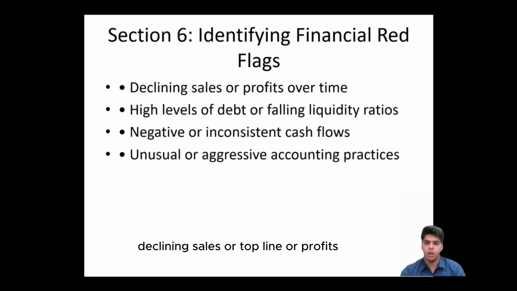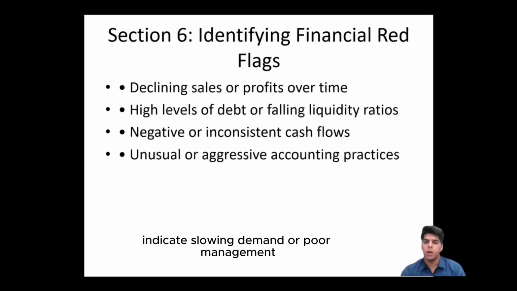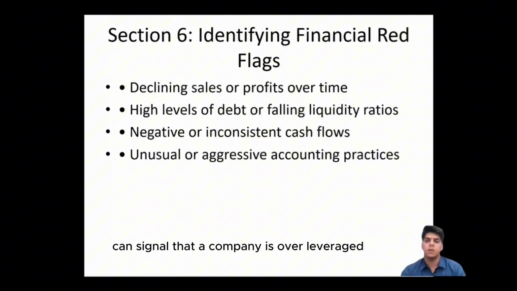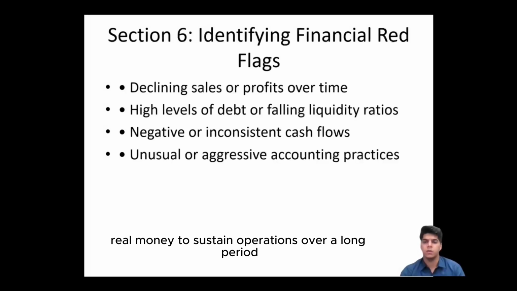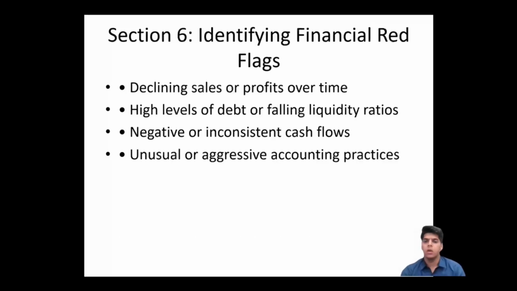Declining sales (top line) or profits (bottom line) over time indicate slowing demand or poor management. High debt levels can signal that a company is over leveraged and vulnerable to interest rate hikes. Negative or inconsistent cash flows mean the business isn't generating enough real money to sustain operations over a long period. And unusual accounting practices like frequent restatements can be a sign of manipulation of company reports, which may indicate that investors' money is not actually being utilized in an efficient and ethical manner.